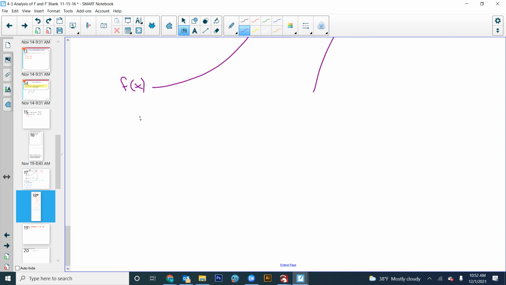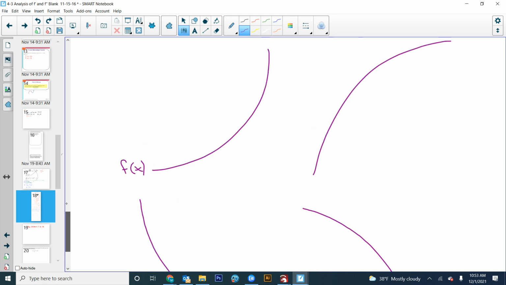F is decreasing at an increasing rate. Why? Because its slopes are increasing. They're becoming less negative, right? F is decreasing at a decreasing rate. Does that make sense to you? Excellent. Wrap up the problem.